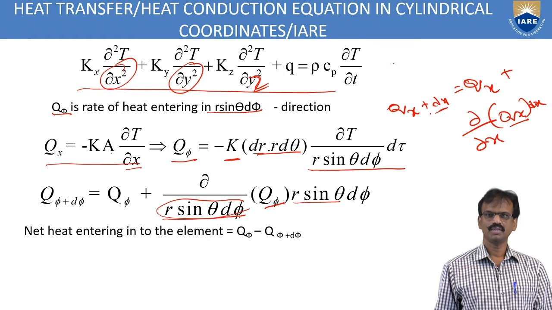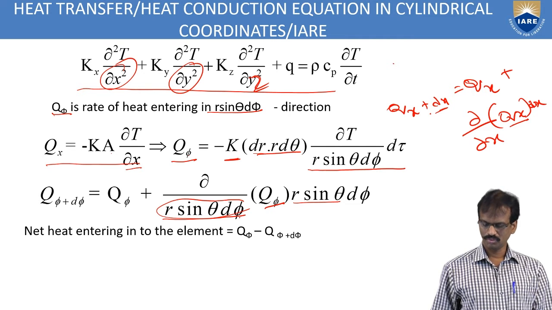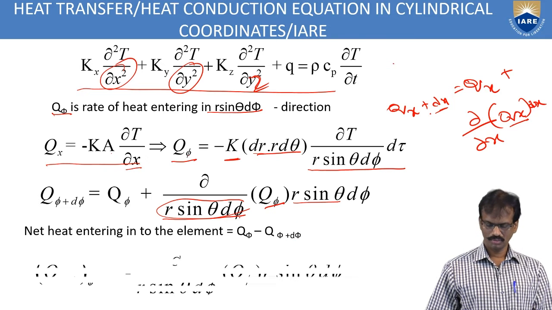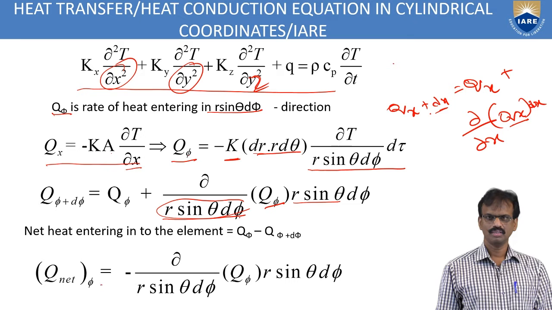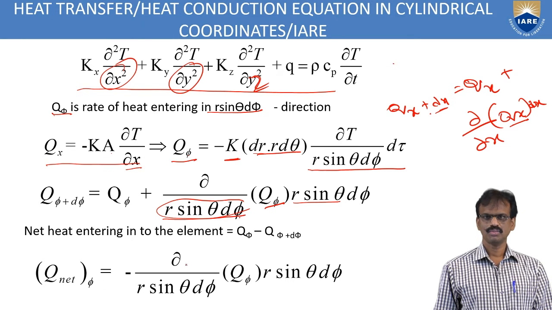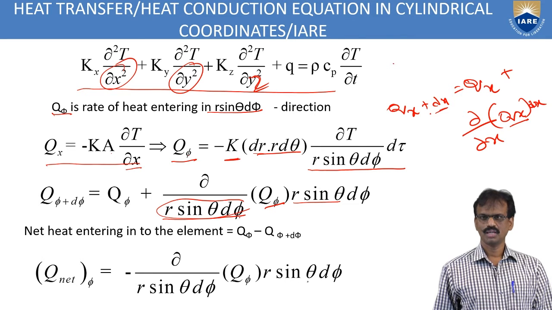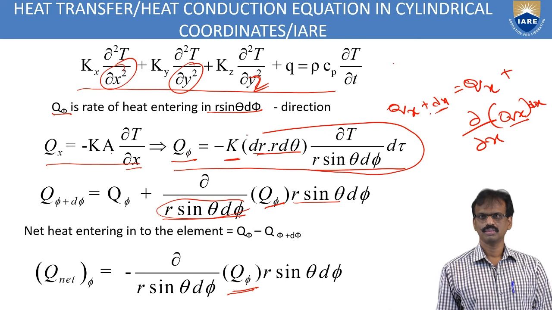Net heat entering into the element. So q pi minus q pi plus d pi. So the equation is like this. Q net in pi is equal to minus dou by r sin theta d pi. Okay. So the last parameter, how to construct this one. So q pi into r sin theta d pi. So you have to substitute the value of q pi. So what is the value of q pi? This is the value of q pi. Okay. Then you have to differentiate this total term.